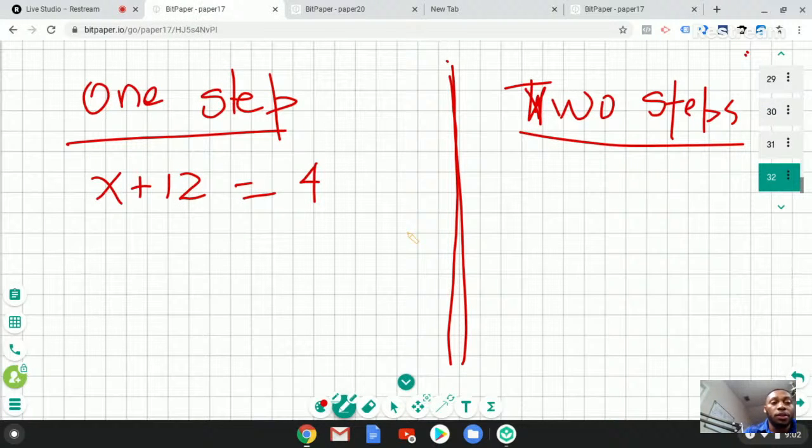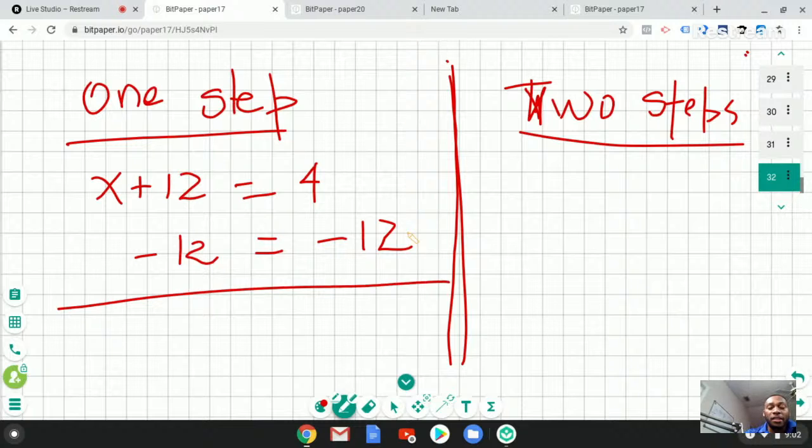X is equal to... So what would you do is, yes, take away 12 from both sides. Yeah, that's right. Subtract 12 from both sides. That's right, Daniela. And you guys are answering here. Minus 12. And then what you would have is that 12 is gone.